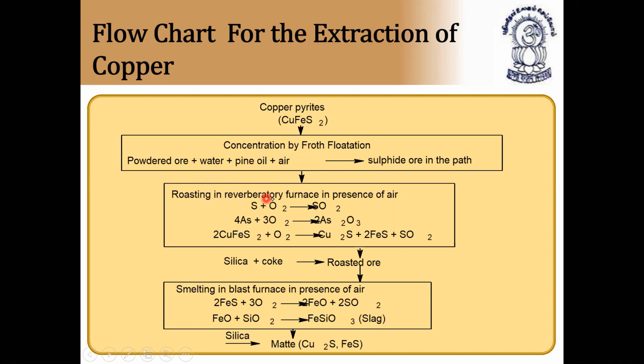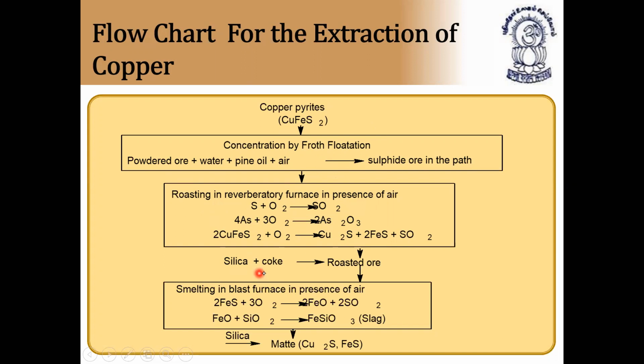Then roasting in a reverberatory furnace in the presence of air. First we do concentration of copper pyrites by means of froth flotation. Froth flotation process is nothing but powdered ore plus water plus pine oil plus air gives sulfide ore in the froth. Next we do roasting in a reverberatory furnace in the presence of air. Sulfur plus oxygen gives sulfur dioxide. Arsenic plus oxygen gives arsenic oxide. And copper pyrites, that is CuFeS2, on oxidation gives Cu2S and FeS.